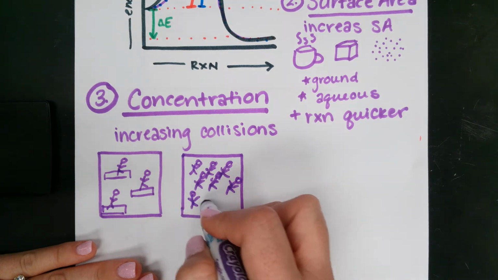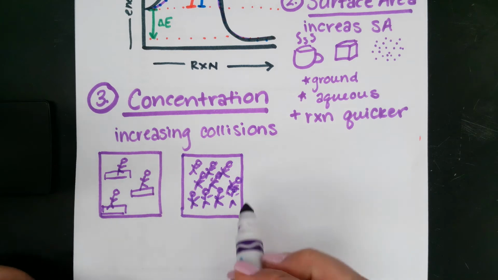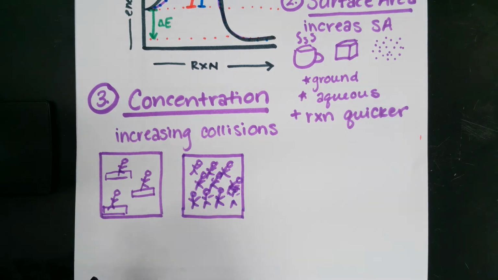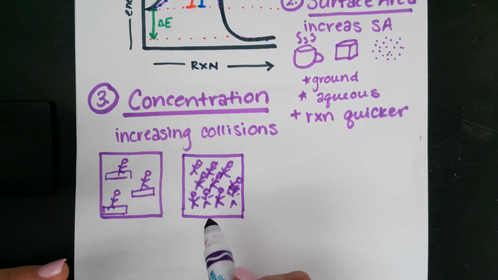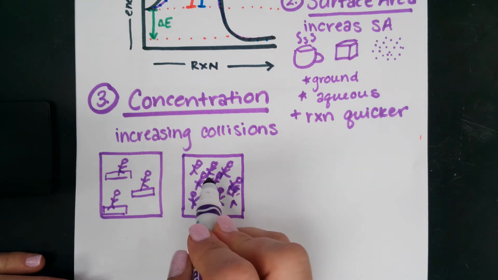Uh-oh, a couple of those people are going sideways. Now, if we have all of these people in one room trying to do yoga, it's going to be very packed. It's going to be like sardines in a can trying to do the downward dog or whatever. So now the collisions are going to be much more likely.